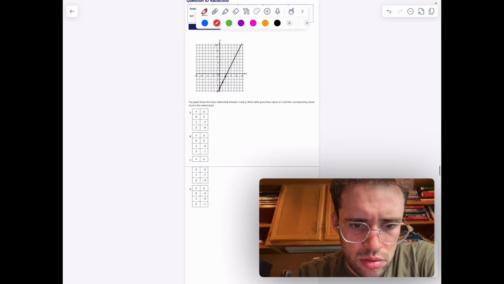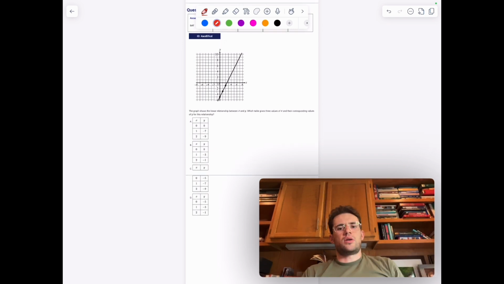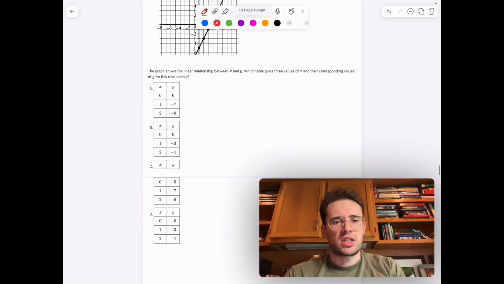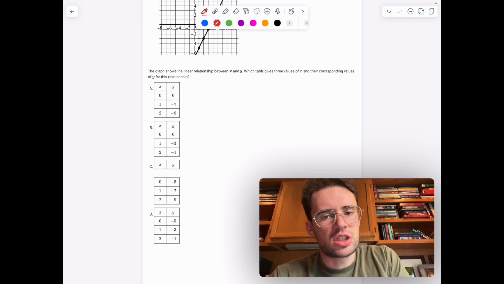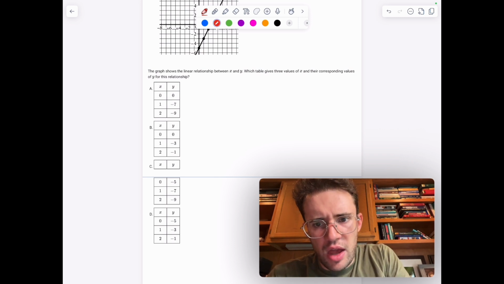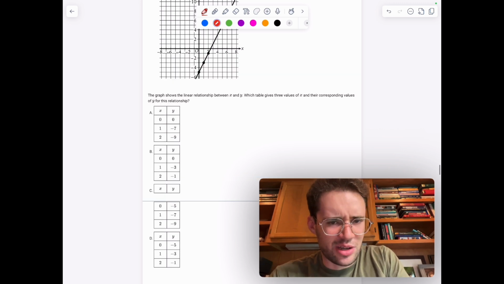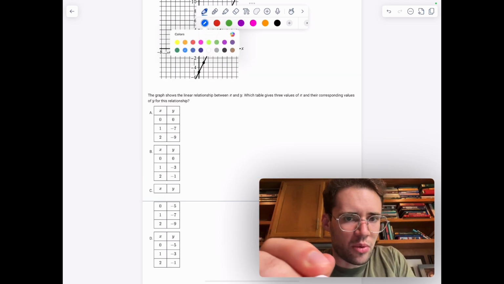All right, here, this one gets cut off. I guess it doesn't really matter. But we've got a graph of a line, and then you've got different tables. The graph shows the linear relationship between x and y. Which table gives 3 values of x and their corresponding values of y for this relationship? They're all 0, 1, and 2 again, but you could just check what the point values are on here.